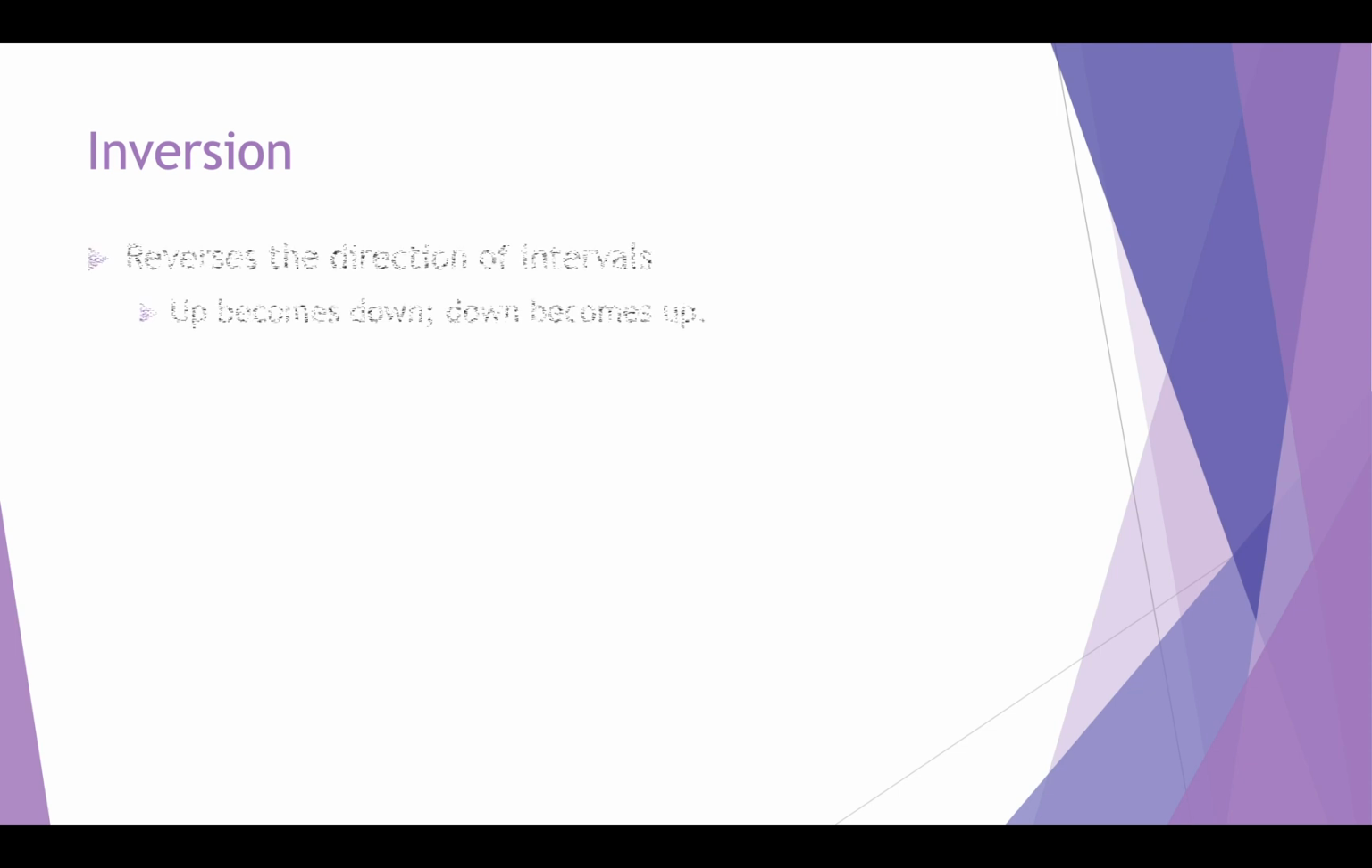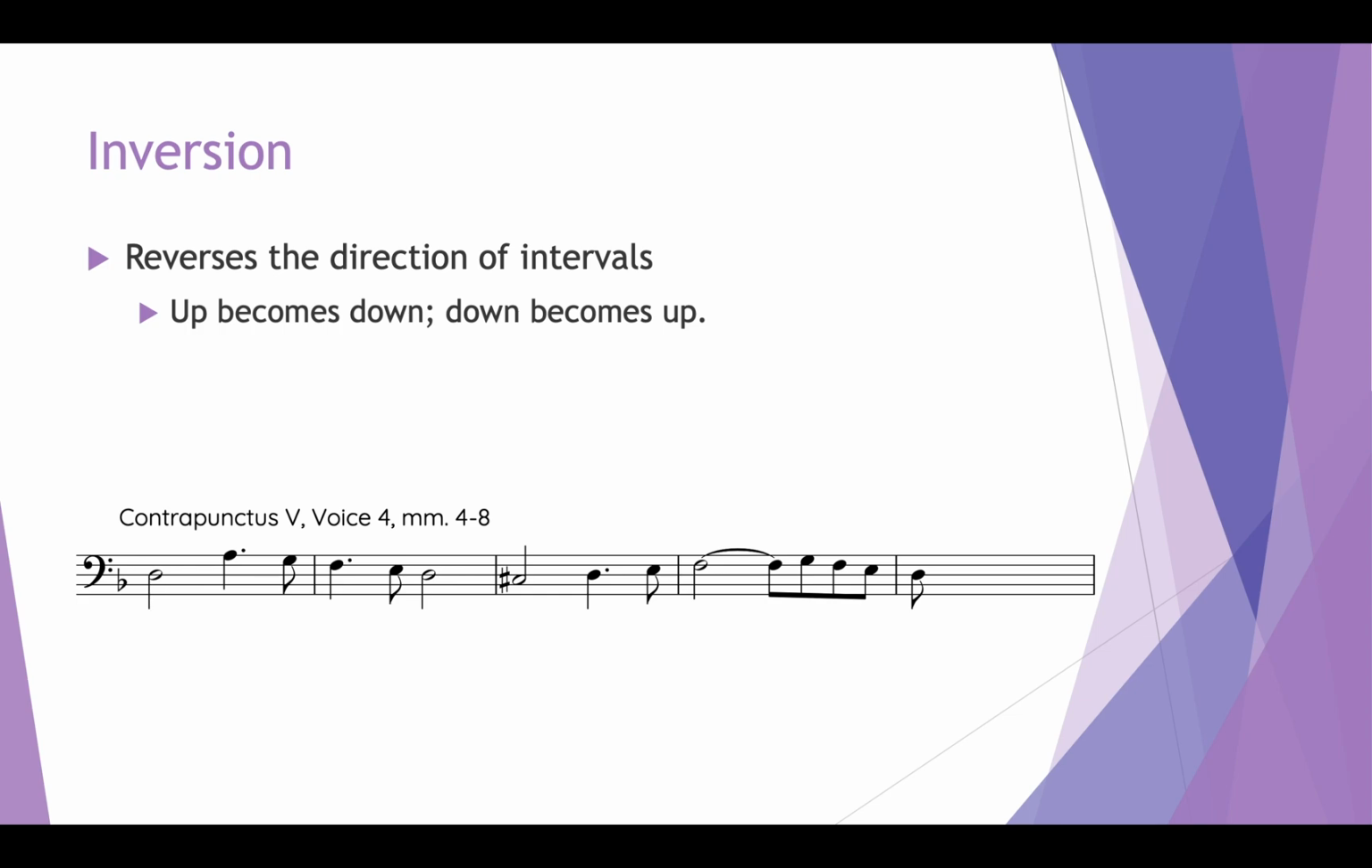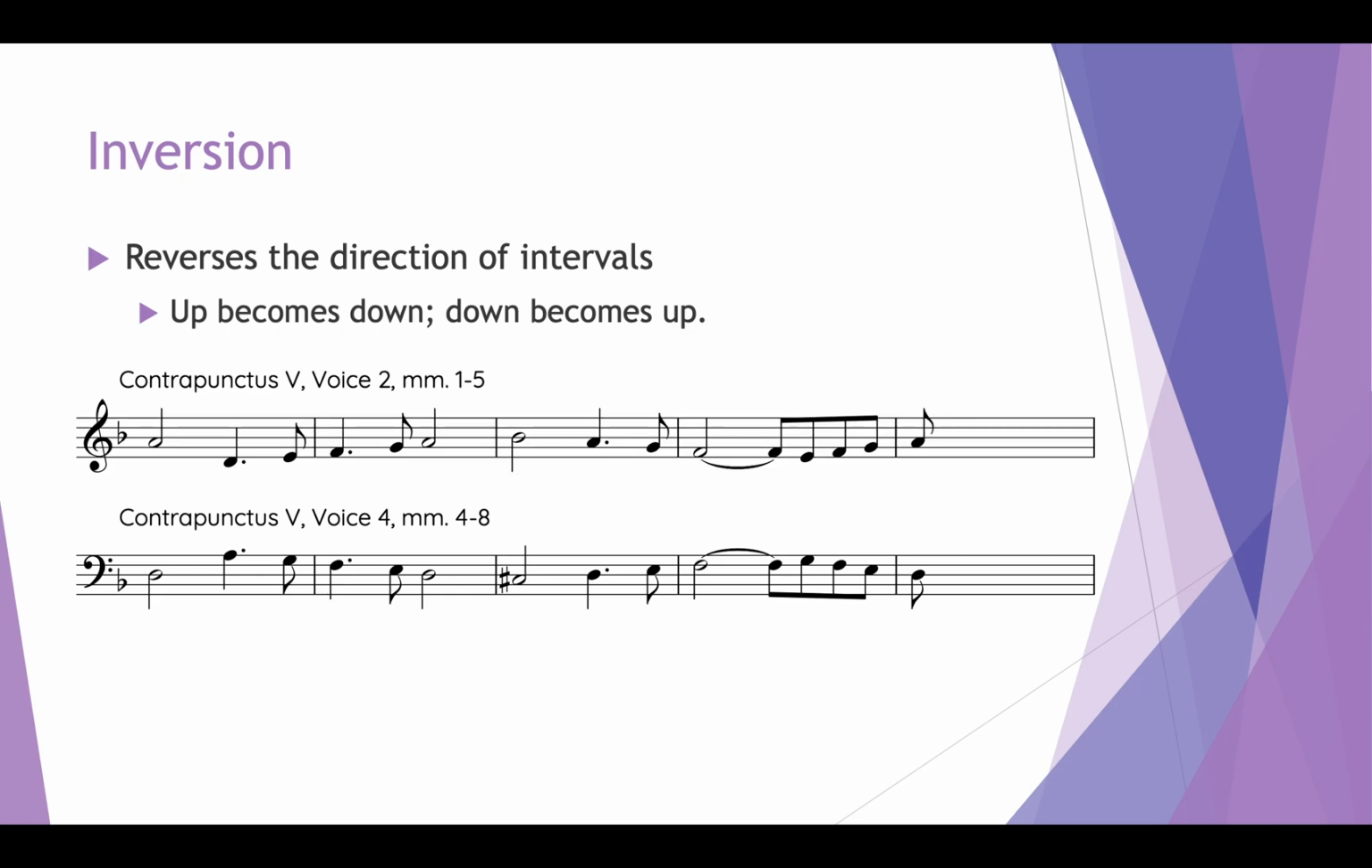Next up is inversion. Inversion reverses the direction of intervals. Up becomes down, down becomes up. So let's see what this looks like. And we'll compare two excerpts within Contrapunctus 5. So here is the version that we just heard a second ago with the dotted rhythms introduced. Now let's compare that to the very opening statement immediately prior in this fugue.